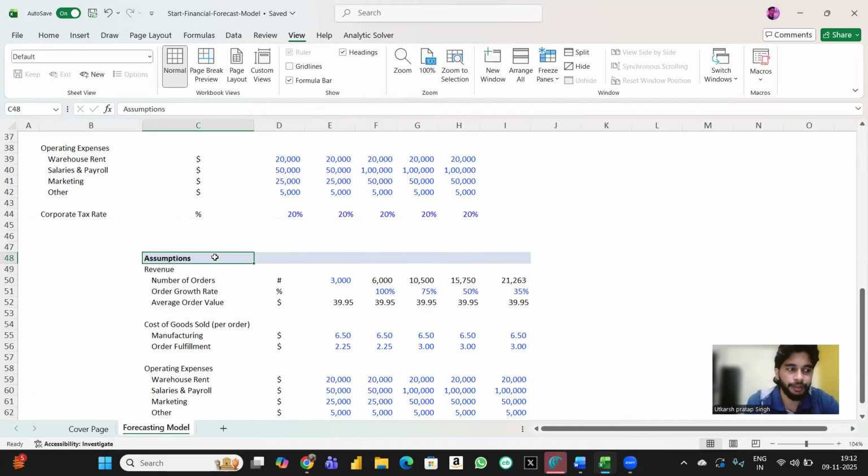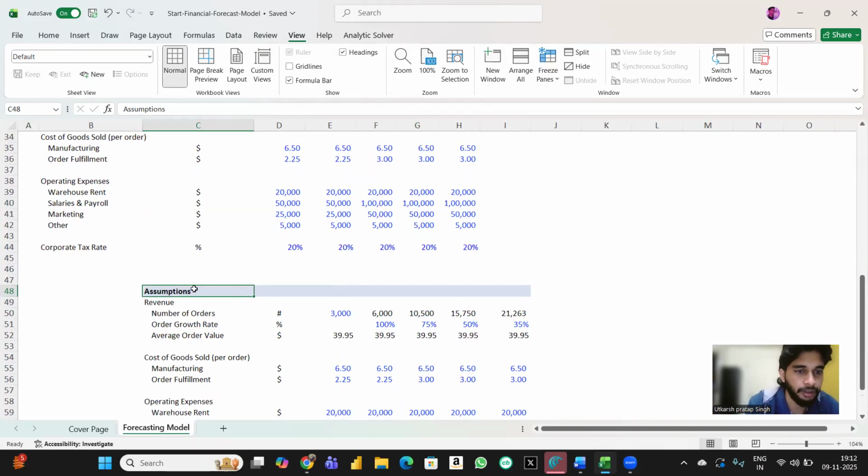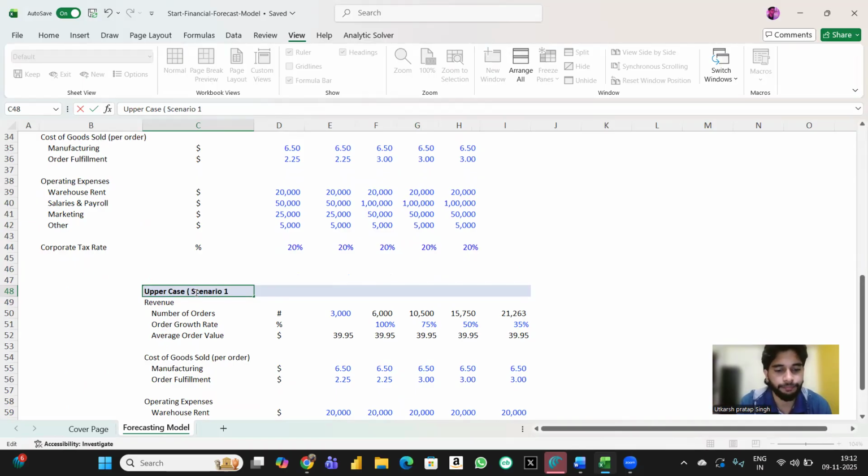Because we are going to do the scenario analysis, we are going to do it taking a total of two cases. This will be the assumption, and we will be changing this into uppercase. I'm going to name this scenario one.